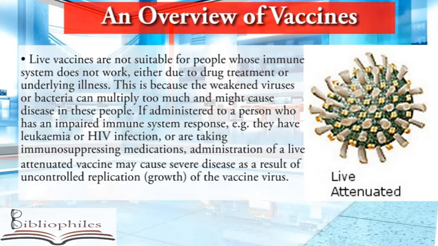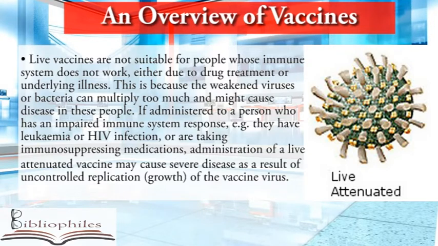For example, live vaccines are not suitable for people whose immune system does not work well, either due to drug treatment or any underlying illness. This is because the weakened viruses or bacteria can multiply too much and might cause disease in these people. So if these vaccines are administered to a person who has an impaired immune system, for example, they have leukemia or HIV infection, or they are taking immunosuppressing medications, administration of live attenuated vaccines may cause severe disease in them as a result of uncontrolled replication of the vaccine virus.